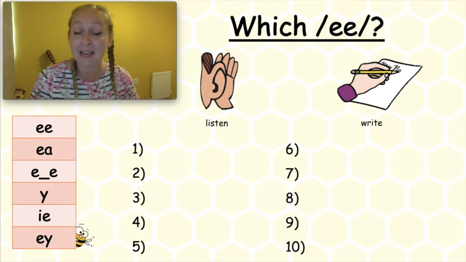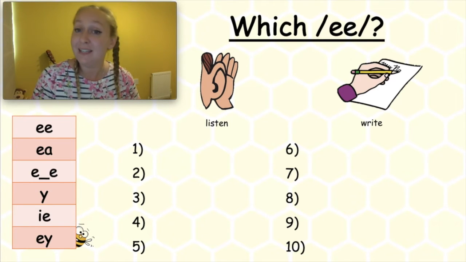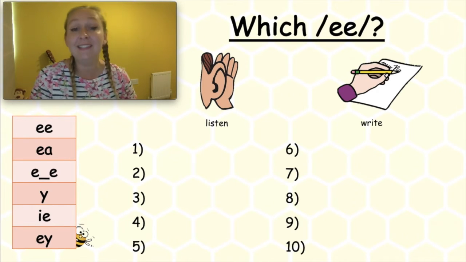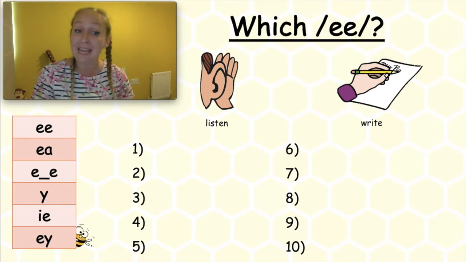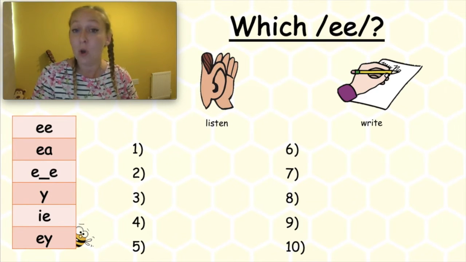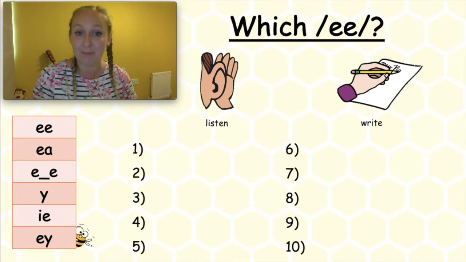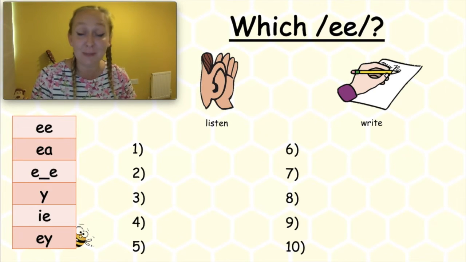Is it going to be the long E spelled ee? Is it going to be the long E spelled ea? Is it going to be the long E spelled with a split digraph e? Is it going to be E spelled as a y? Or is it going to be E spelled ey? You'll need to use a piece of paper for this. So if you haven't got a piece of paper, pause this video here now to go and get something to write with.